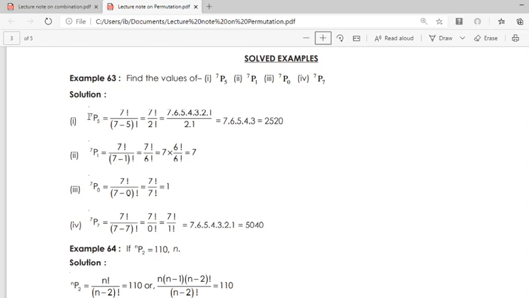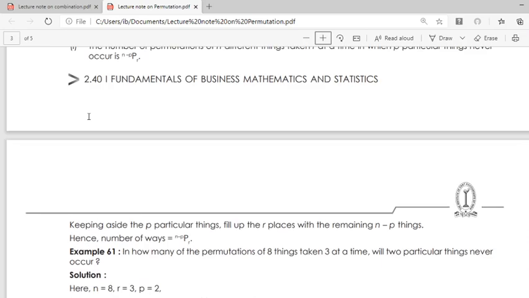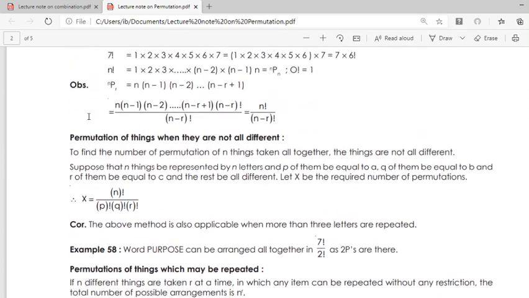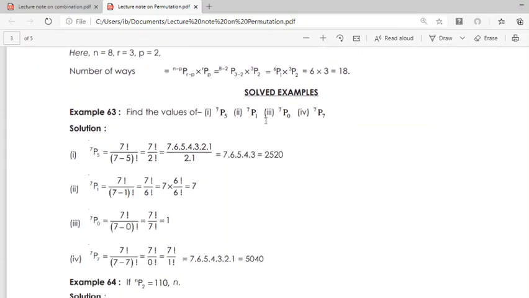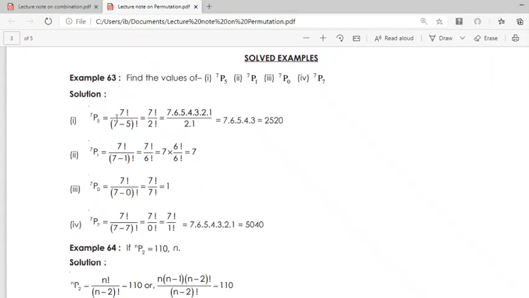Having known the formula for permutation, this is the formula to get your permutation, that's n permutation r. So you now want to use it here to get 7 permutation 5. That simply means 7 factorial over 7 minus 5 factorial. That's how you got that. 7 permutation 1 is just 7 factorial over 7 minus 1 factorial. 7 permutation 0 will be 7 factorial over 7 minus 0 factorial. 7 permutation 7 will be 7 factorial over 7 minus 7 factorial. That's the solution to that.